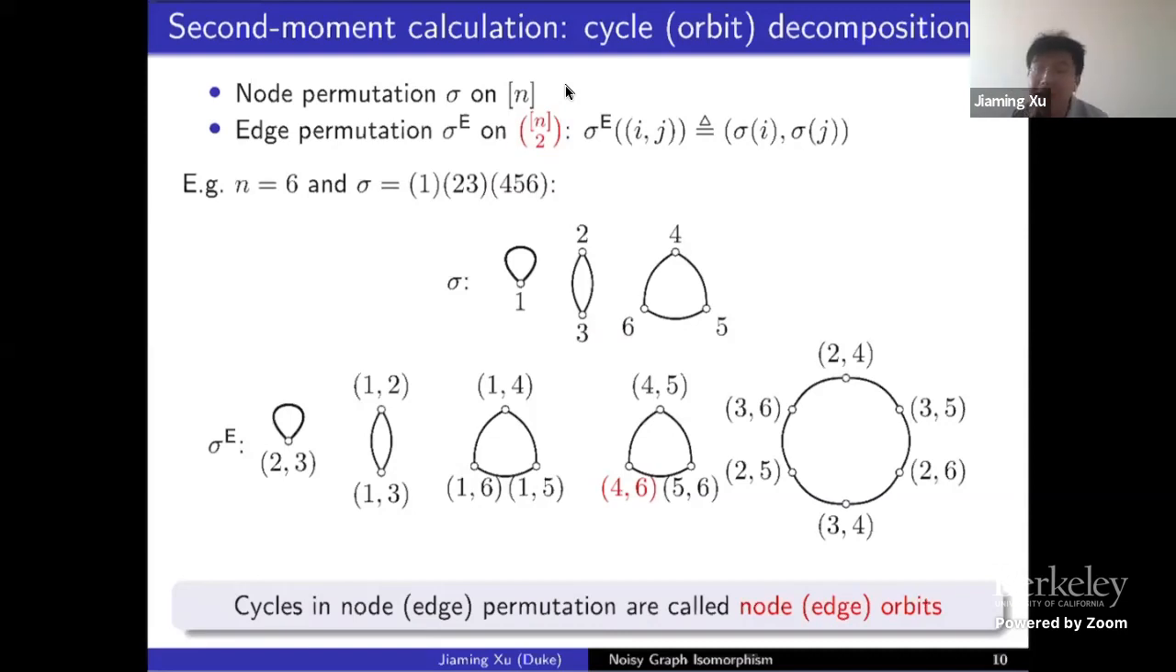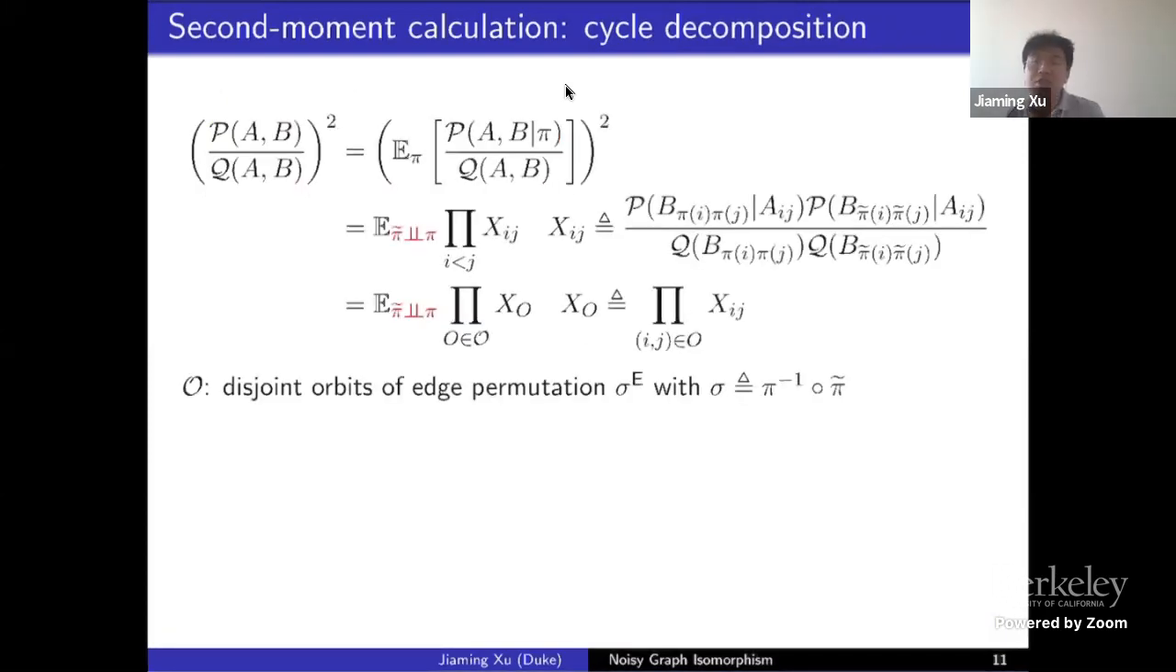So I want to mention that this cycle decomposition of the edge permutation actually gives a partition of all these n choose 2 pairs. And in this talk, I'm going to call the cycles orbits. So the cycles in the node permutation will be called node orbits, and cycles in the edge permutation will be called edge orbits. So now with this cycle decomposition, we can proceed with the second moment calculation.